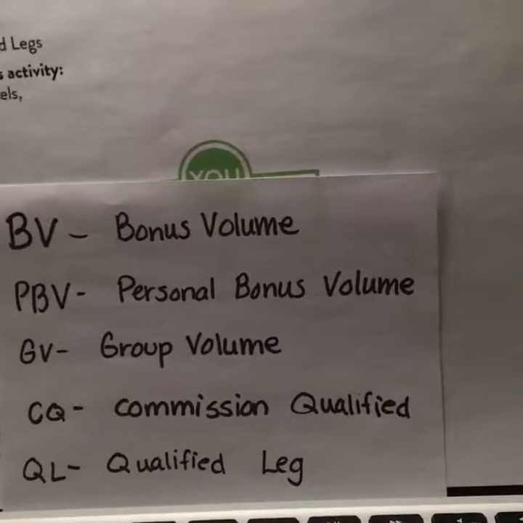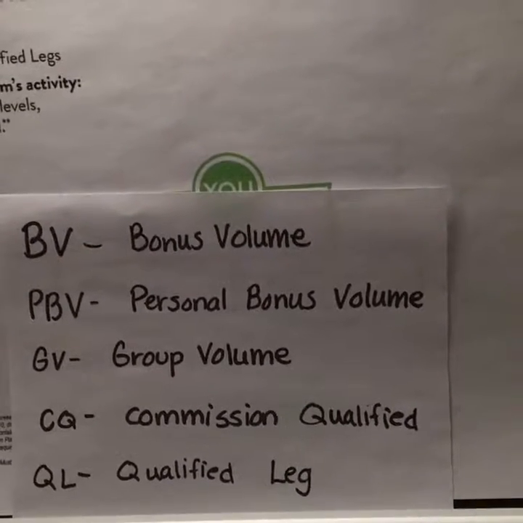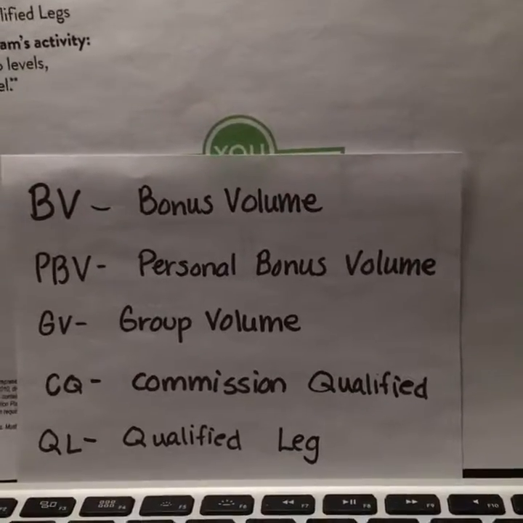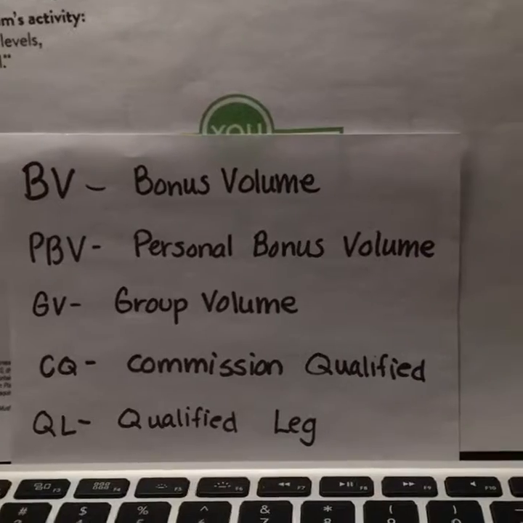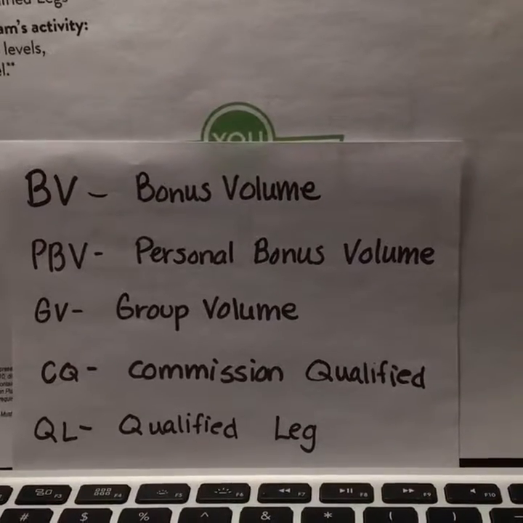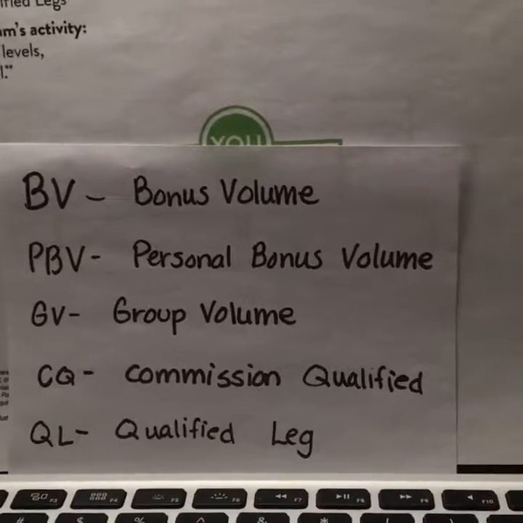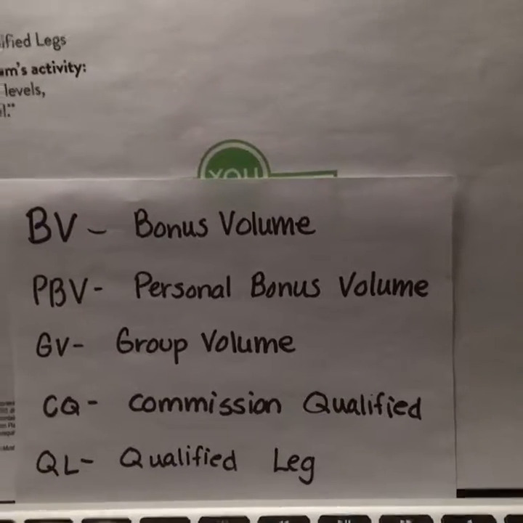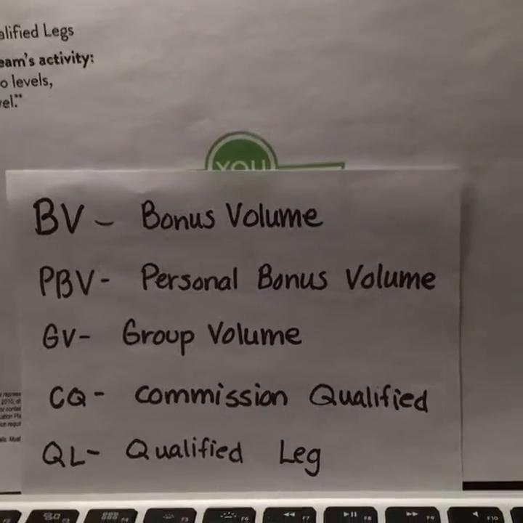So commission qualified, the best way again is having your 80 BV auto shipment because it ensures that you're a product of the product, and it's also the only safe way to get your commissions. The other way that you can be commission qualified in this business is 150 personal bonus volume. Now remember, personal bonus volume is yours and the loyals right underneath you. So if you have 150 personal bonus volume, you're also commission qualified.